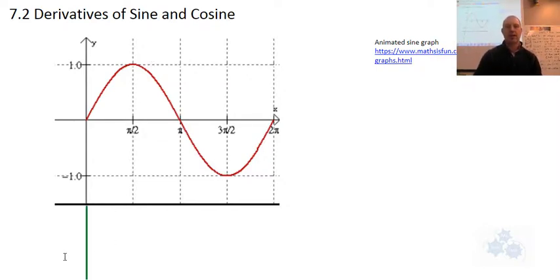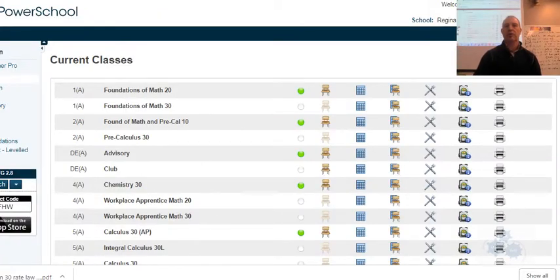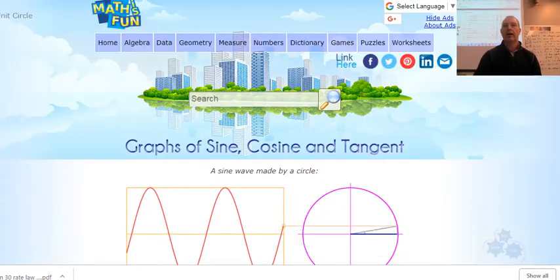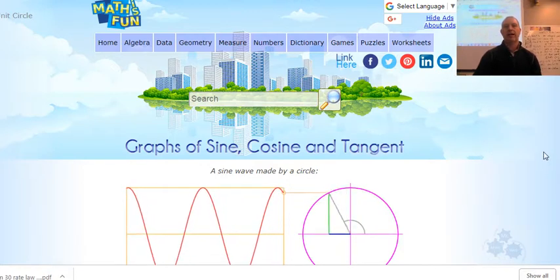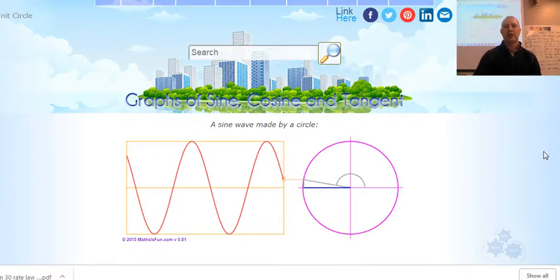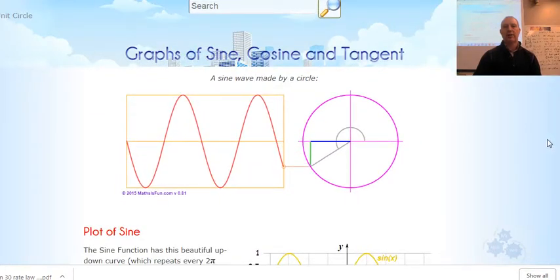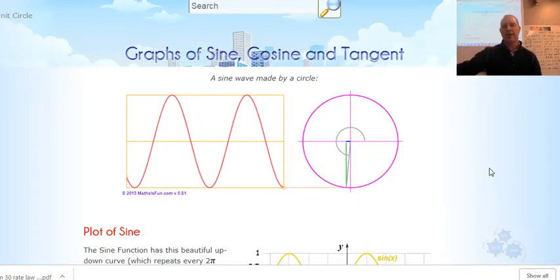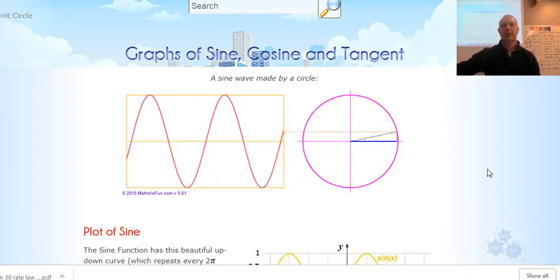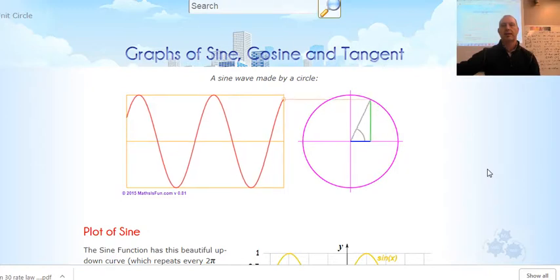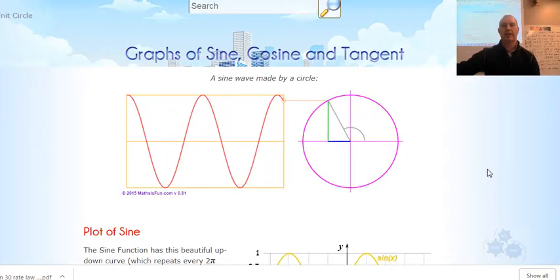Actually, before I get too far, I want to show you something really super cool, which is over here: graphs of sine, cosine, and tangent on the Math is Fun page. Check out the sine wave animation there. For some reason, that is just completely satisfying to me. I just think that is so awesome. That could just put me to sleep.